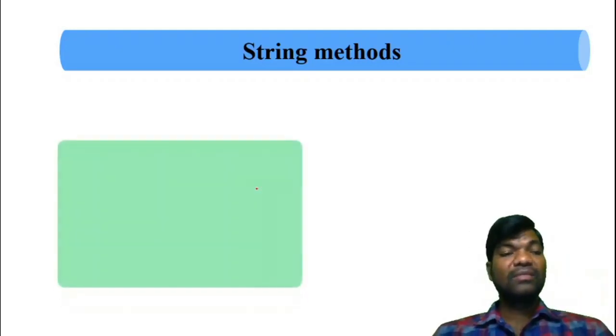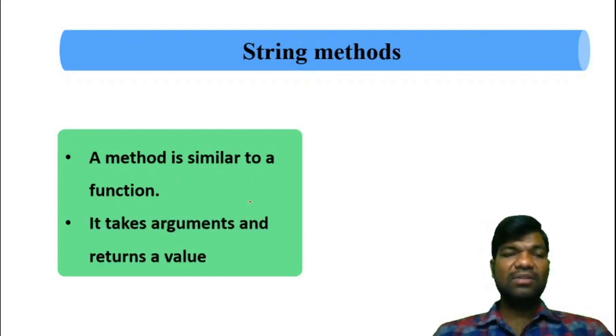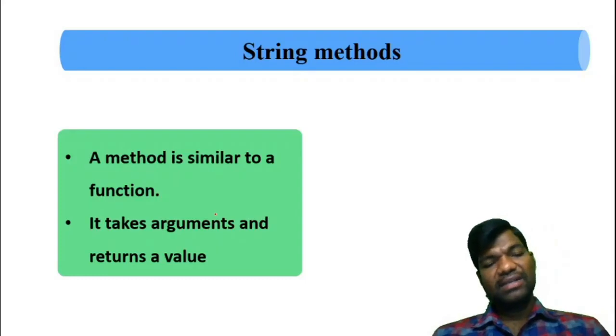Next coming to the string methods. Different methods are there. I will give only a few methods. So what is a method? Similar to a function, right? A method is similar to a function. It takes arguments and returns some values, right?